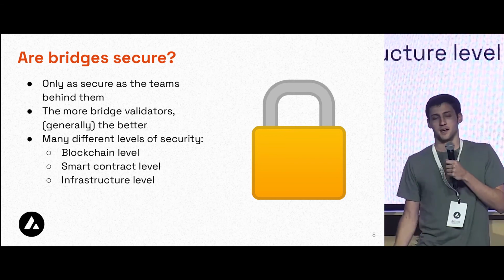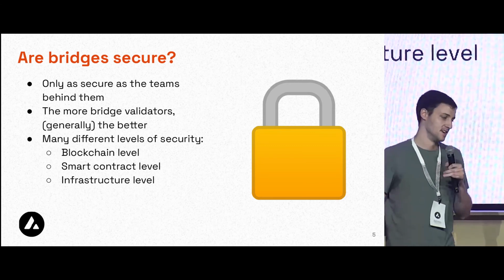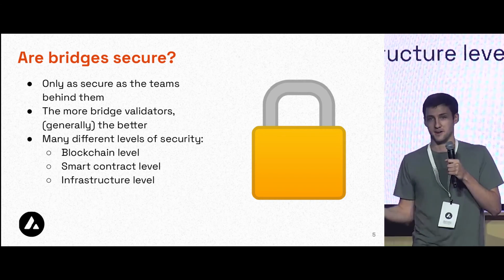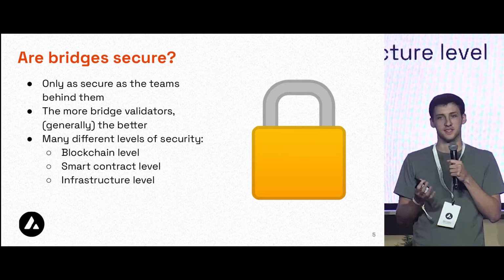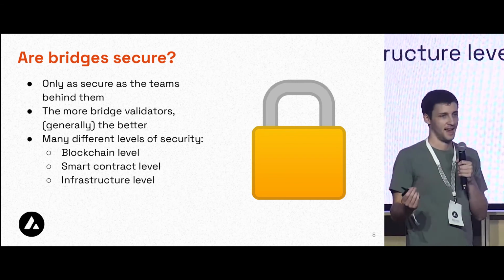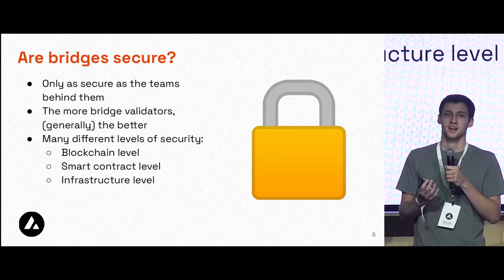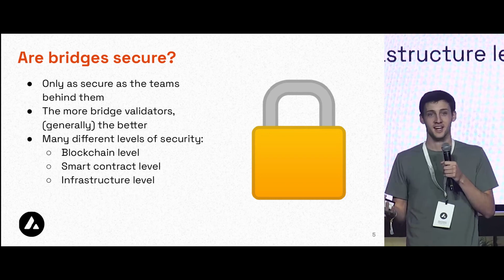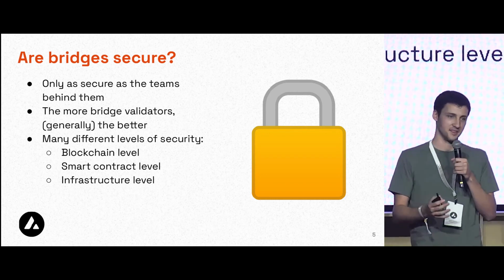So generally speaking, I mentioned how every bridge needs to have some set of validators that is monitoring both blockchains. The more bridge validators you have generally means the better security the bridge should have. The reason being that if you have only a single validator, that's a single point of failure. If someone's able to compromise that one entity, they could take control of the whole bridge. If instead you have 1,000 validators and you need a certain threshold of them, say 750, to agree, then you need to compromise that many more parties in order to actually execute an attack on the bridge.